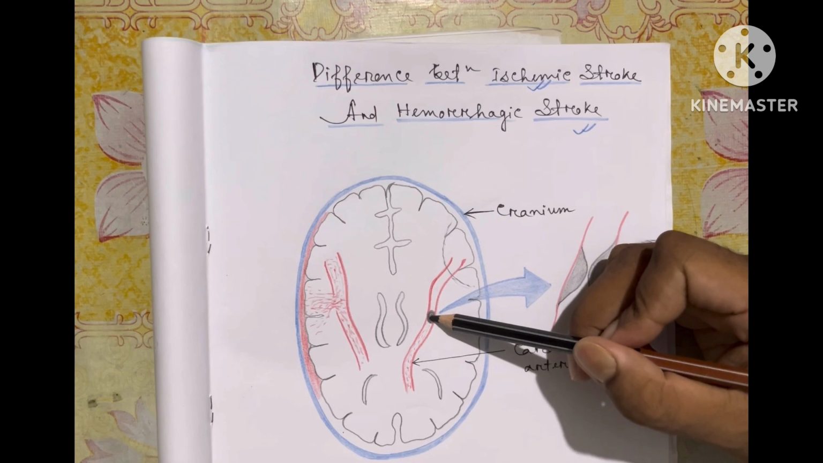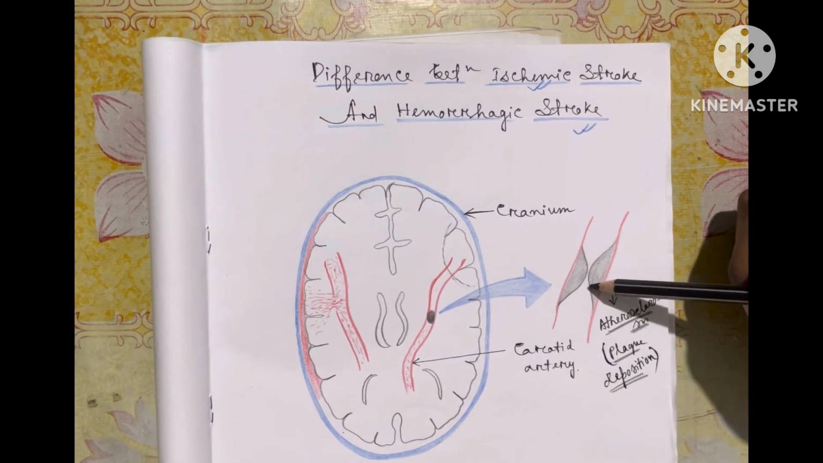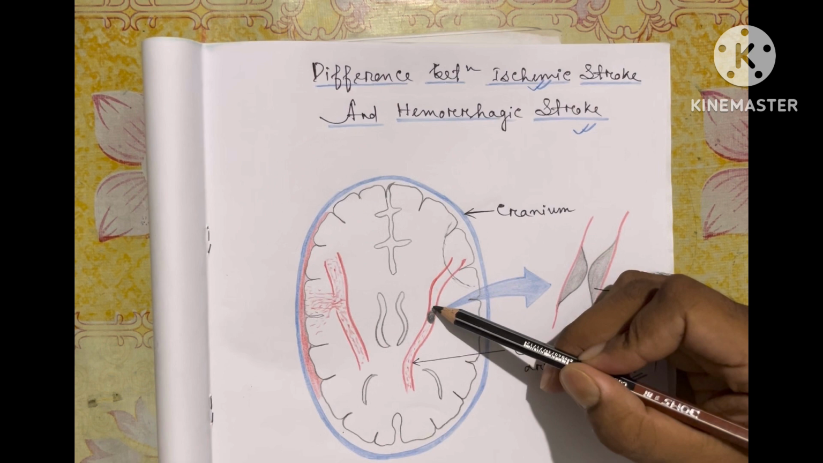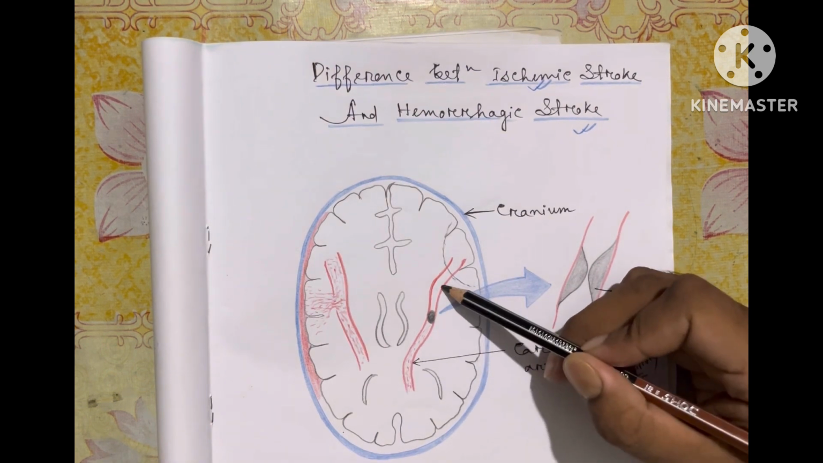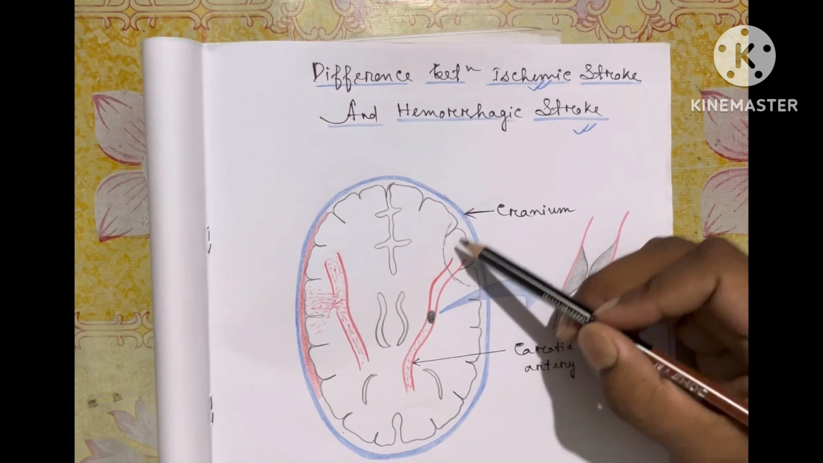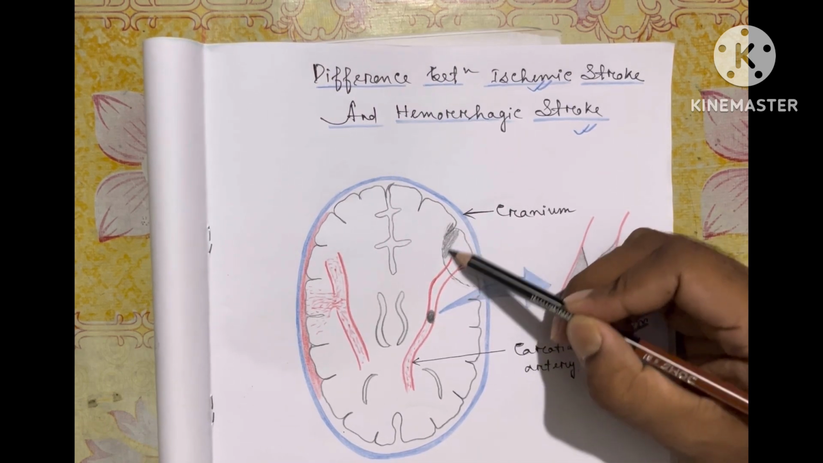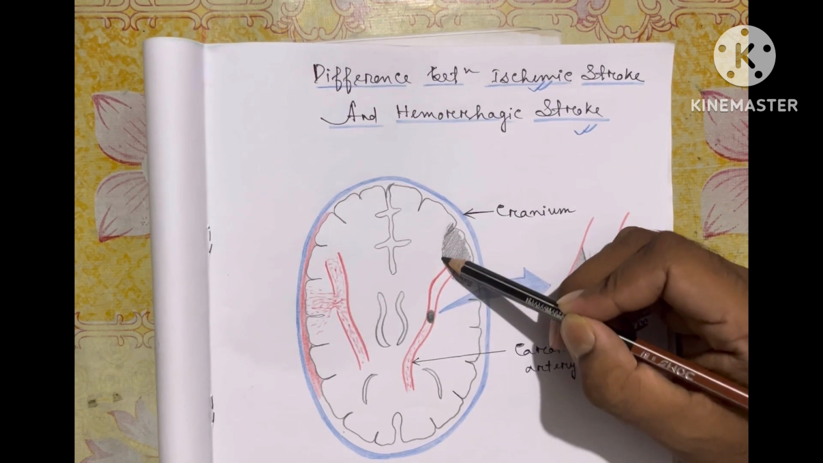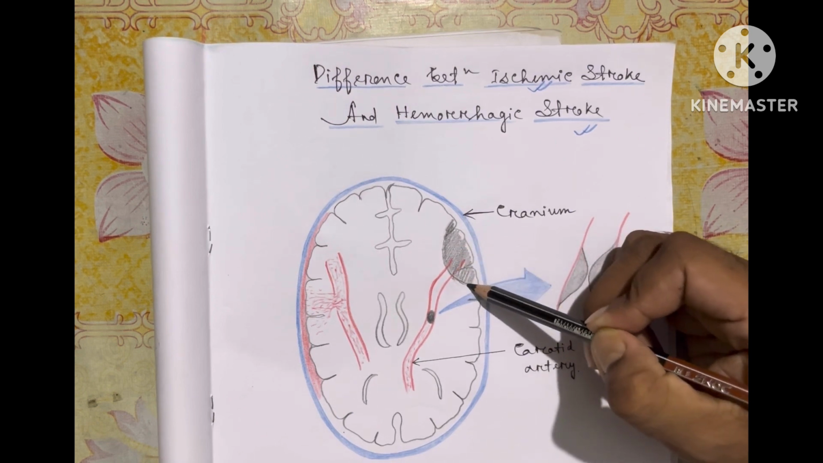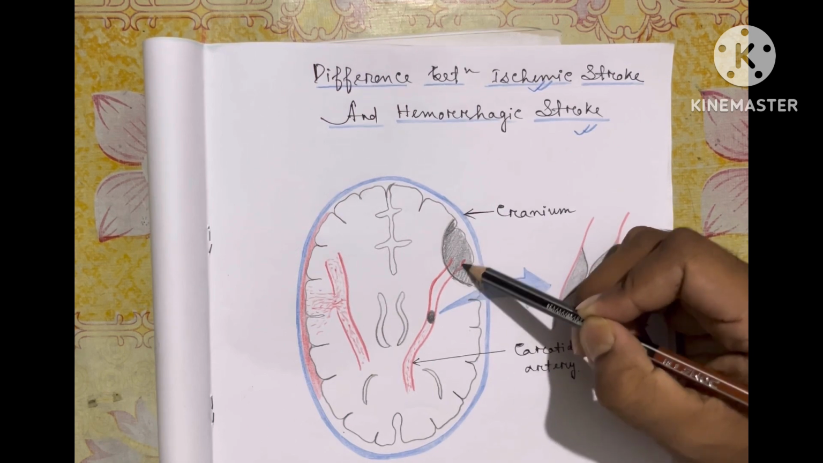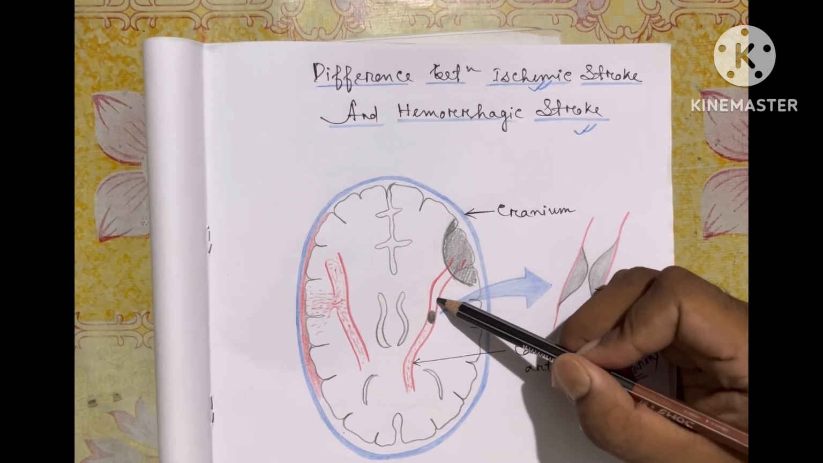So when there is a blockage over here because of plaque deposition or atherosclerosis, what happens? The blood which is coming from this direction cannot supply blood into this region. As a result, automatically this region of the brain will die. It will die because this region is receiving blood, oxygen and nutrition from this carotid artery.